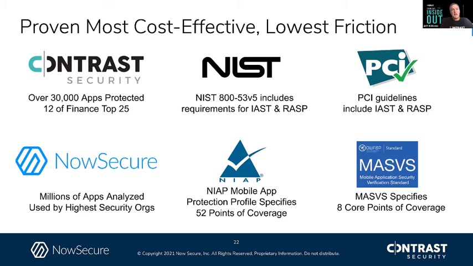And the standards groups have recognized that IAST has been around. It's proven. I worked with NIST on 853. They've included both IAST and RASP requirements in it, the major government standard for secure systems engineering. And also PCI has adopted this; the latest PCI software security standards include both IAST and RASP as well. So this is not risky technology. This is proven stuff that's been around for quite a long time now.